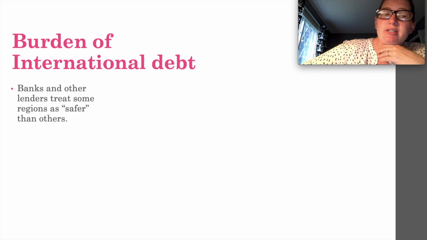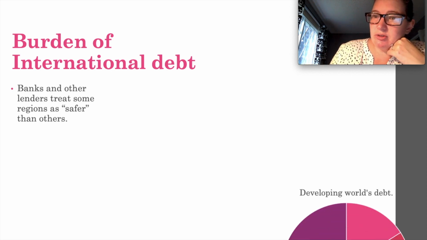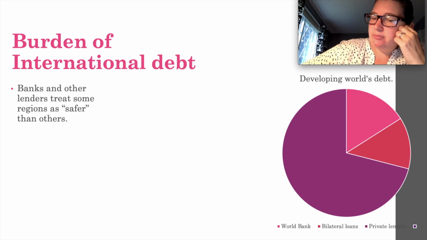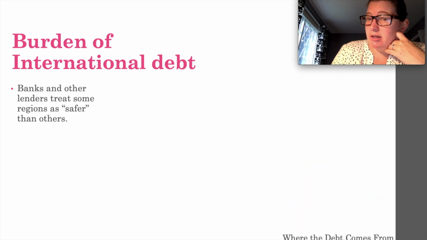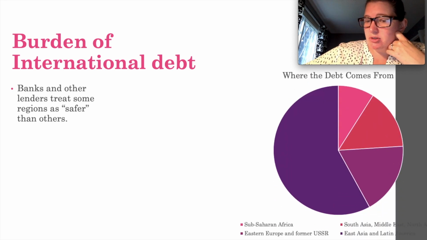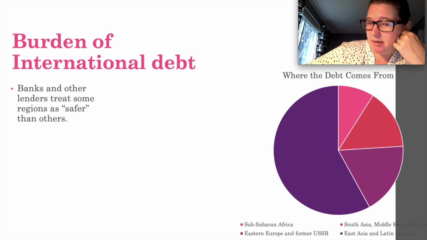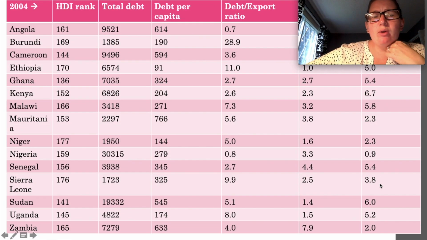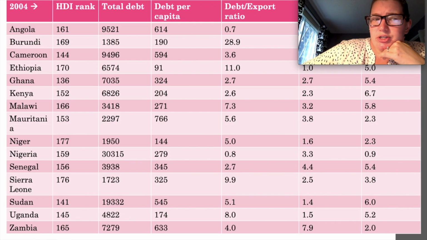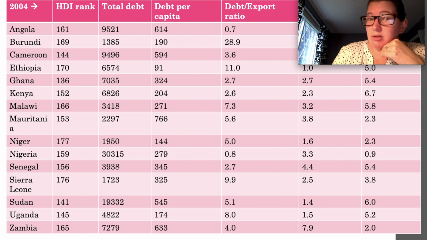So banks and other lenders treat some regions as safer than others when it comes to international debt. So the developing world's debt comes from the World Bank, bilateral loans, and private loans. So you notice most of it is coming from East Asia and Latin America. And then we have Sub-Saharan Africa, because they're not giving money to them. That's why there's not so much debt there. Okay, so if you look here at the debt ratio, you'll notice a trend among the countries, mostly in Africa. There's a tremendous amount of debt.